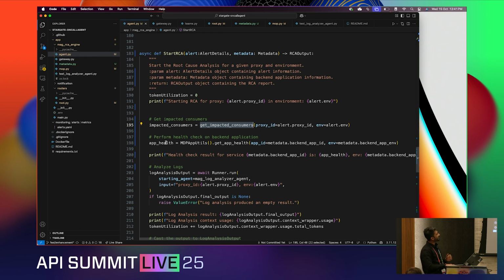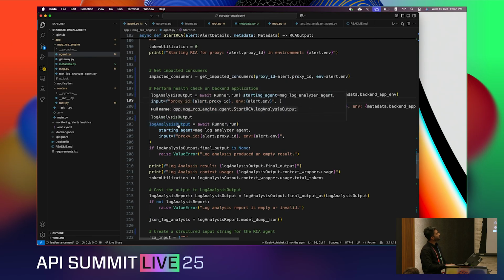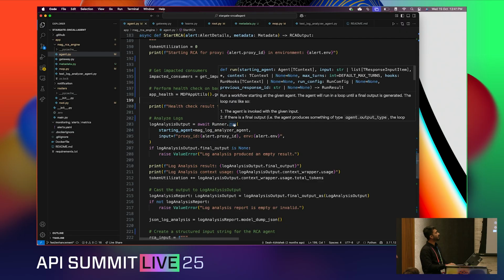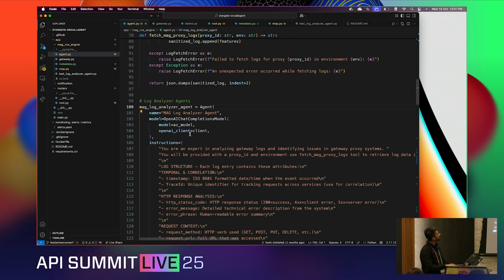Next is identifying the application health. This is where we are also using our platform APIs to identify the health status of the backend application powering the API. Once these 2 steps are achieved, the next step is to analyze the logs. This is where we are using an agent to do so. We'll take a look at this analyzer agent.